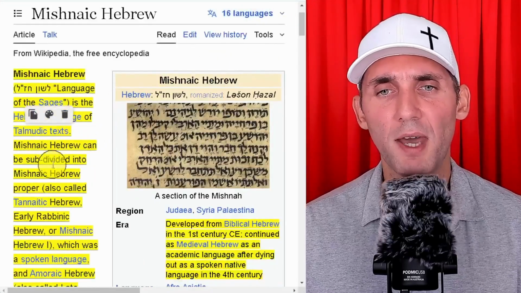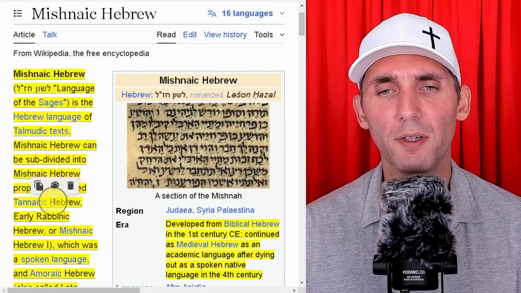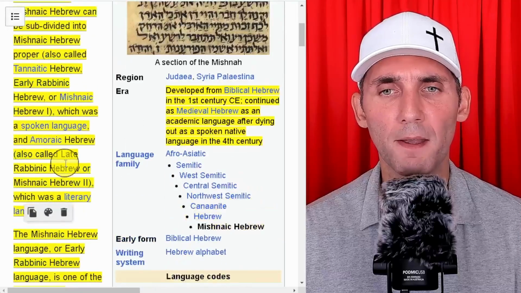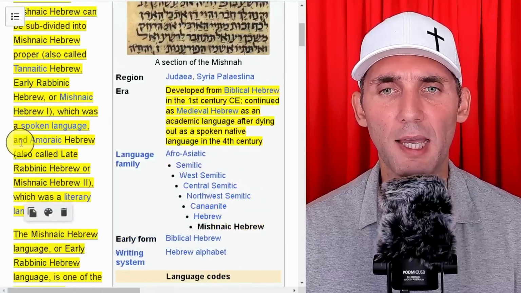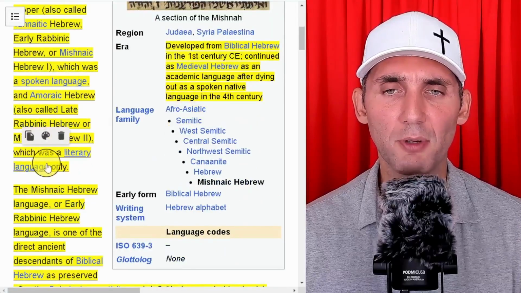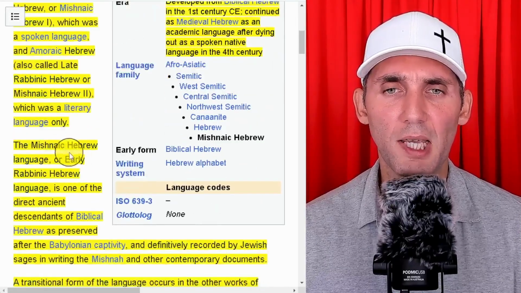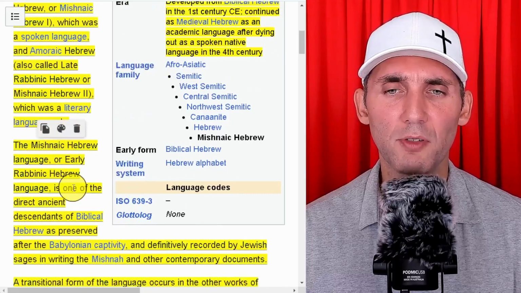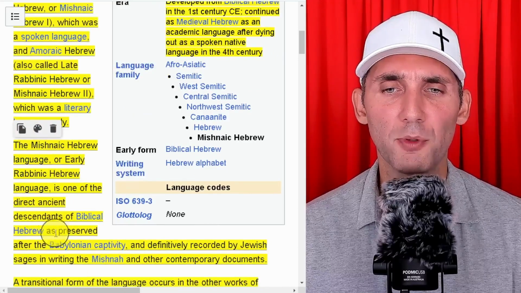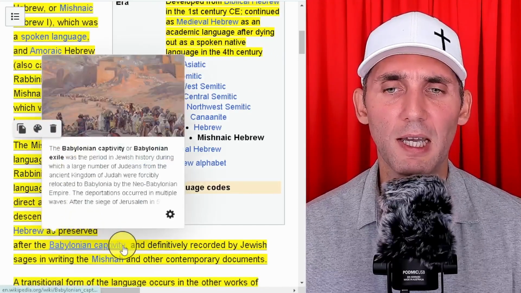Mishnaic Hebrew can be subdivided into Mishnaic Hebrew proper, also called Tannaitic Hebrew, early Rabbinic Hebrew, or Mishnaic Hebrew 1, which was a spoken language, and Amoraic Hebrew, also called late Rabbinic Hebrew, which is a literary language only. The Mishnaic Hebrew language, or early Rabbinic Hebrew language, is one of the direct ancient descendants of Biblical Hebrew, as preserved after the Babylonian captivity.